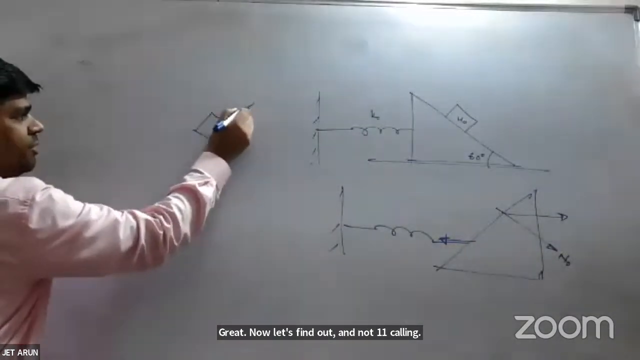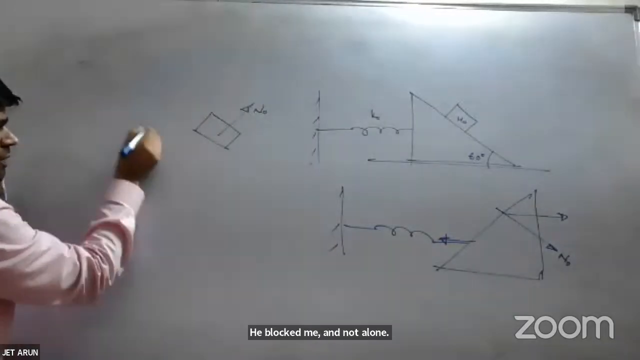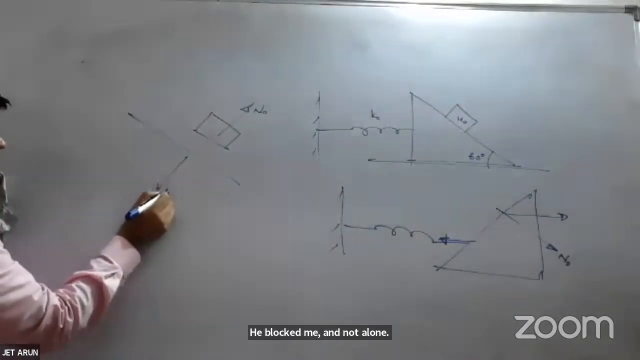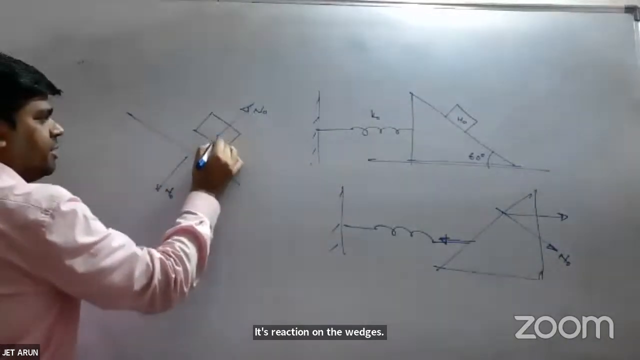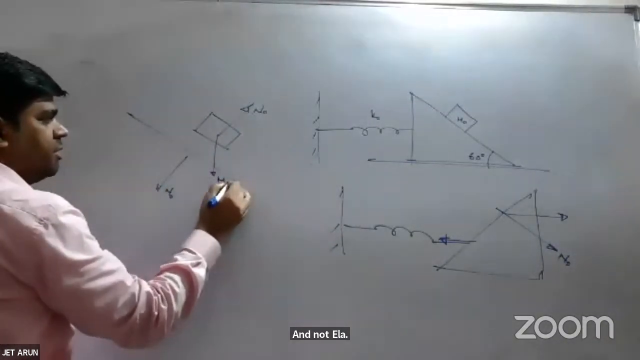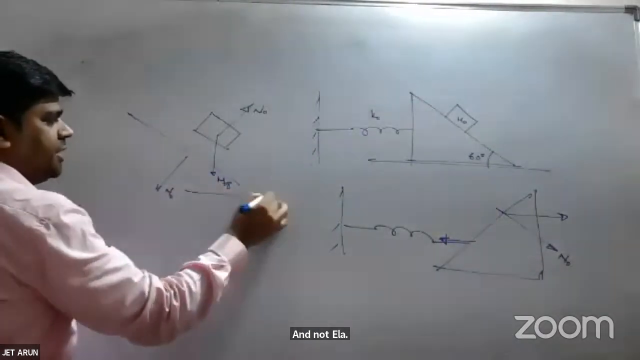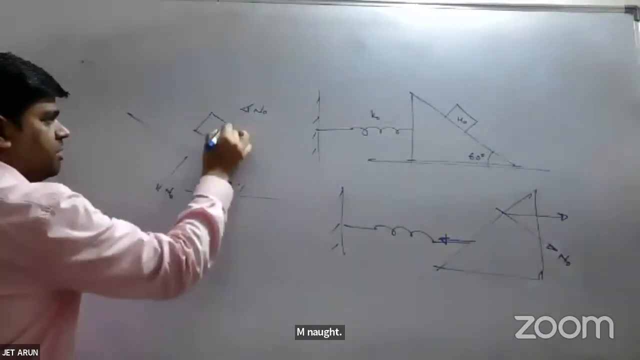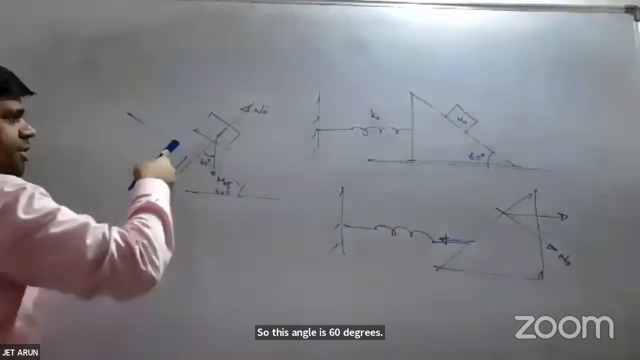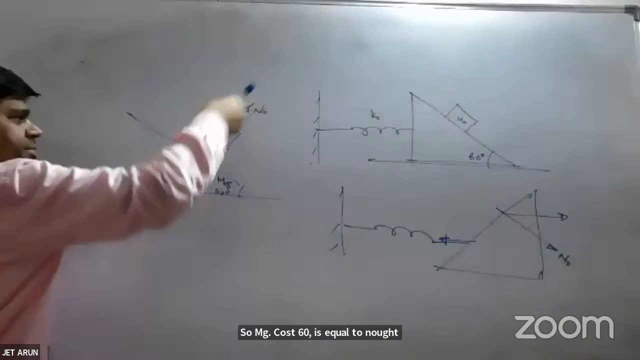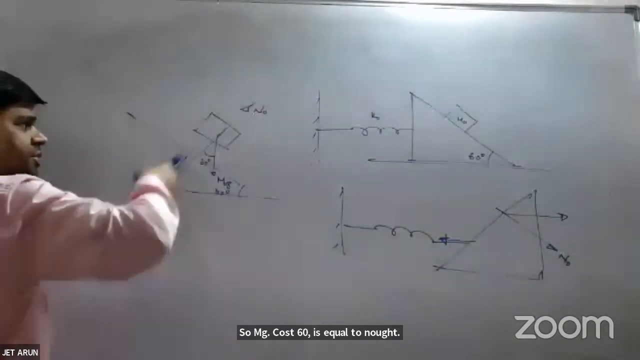N naught on this block acts like this. Its reaction on the wedges, N naught. mg is downwards, m naught g. This angle is 60 degrees. So mg cos 60 is equal to N naught, because in this direction it's in equilibrium. There is no motion in this direction at all.